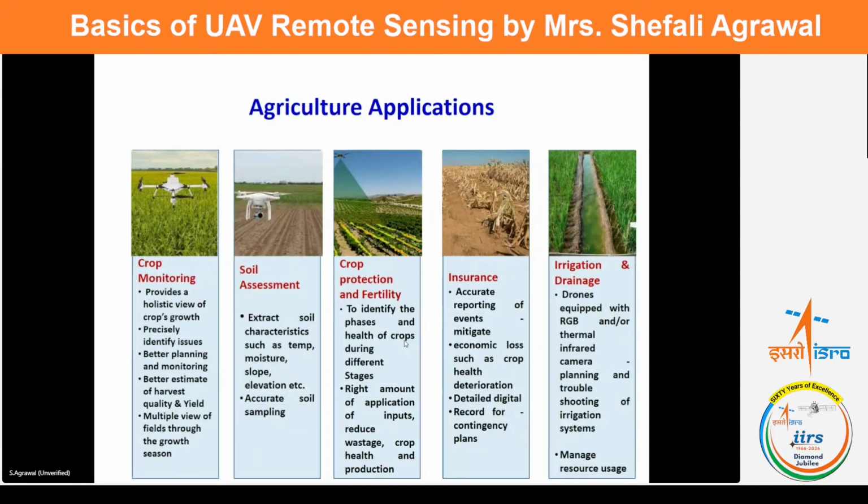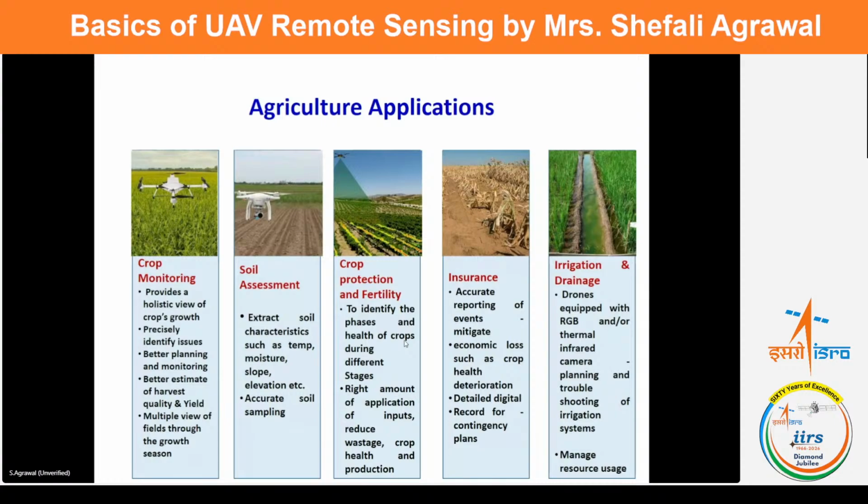Then in irrigation and drainage water management, drones equipped with thermal sensors can detect variability in crop water stress. Accordingly, precision irrigation scheduling can be done to reduce water wastage. Drone-derived very high-resolution topographic information can help design efficient drainage systems, preventing waterlogging in low-lying areas. So overall, it will lead to better water use efficiency and crop productivity.